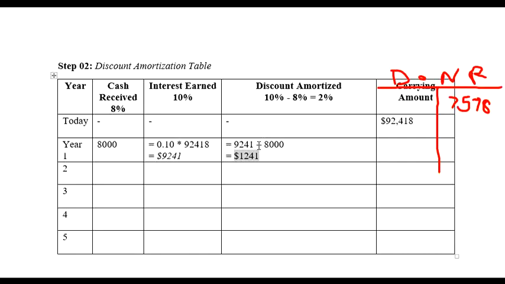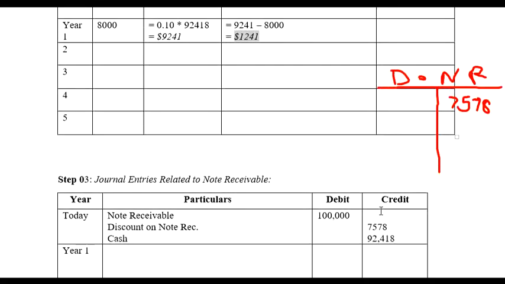Now what should I do with this? From where am I going to compensate myself for this $1,241? I'm going to compensate myself from this discount on note receivable account that we created, if you remember this one. So I will take out only that portion which is needed for year one. How much adjustment is needed for year one?